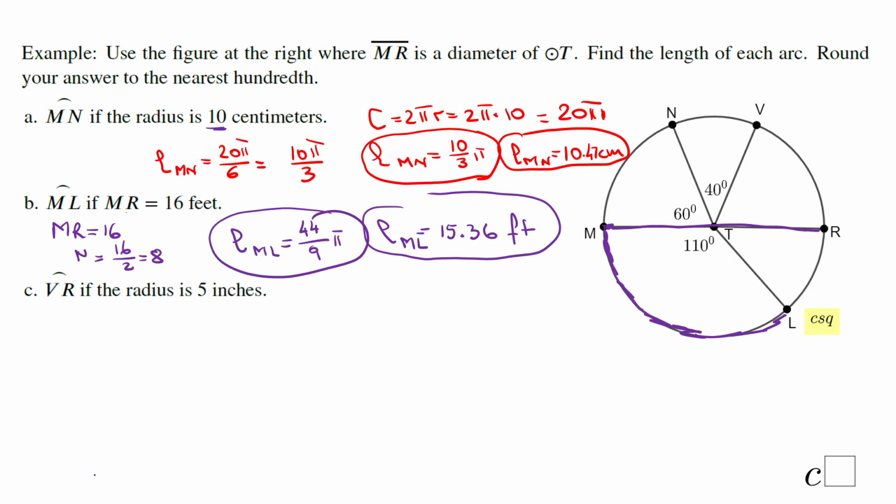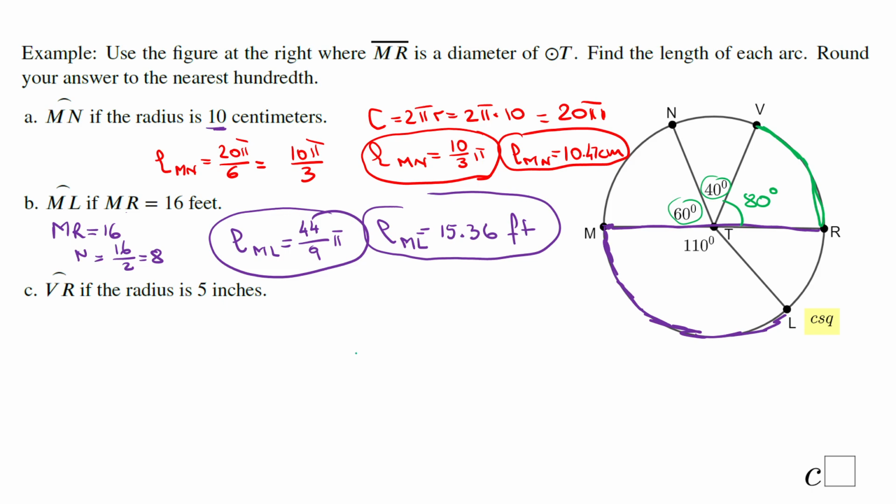Okay, and let's move to the last part, where we have to find the measure of arc VR, this one here. And for that reason, we need to find first the central angle, this angle here. And if we take a look, this angle is 60, this is 40, the diameter is this one, so 60 plus 40 is 100, and 180 minus 100 should be 80 degrees.